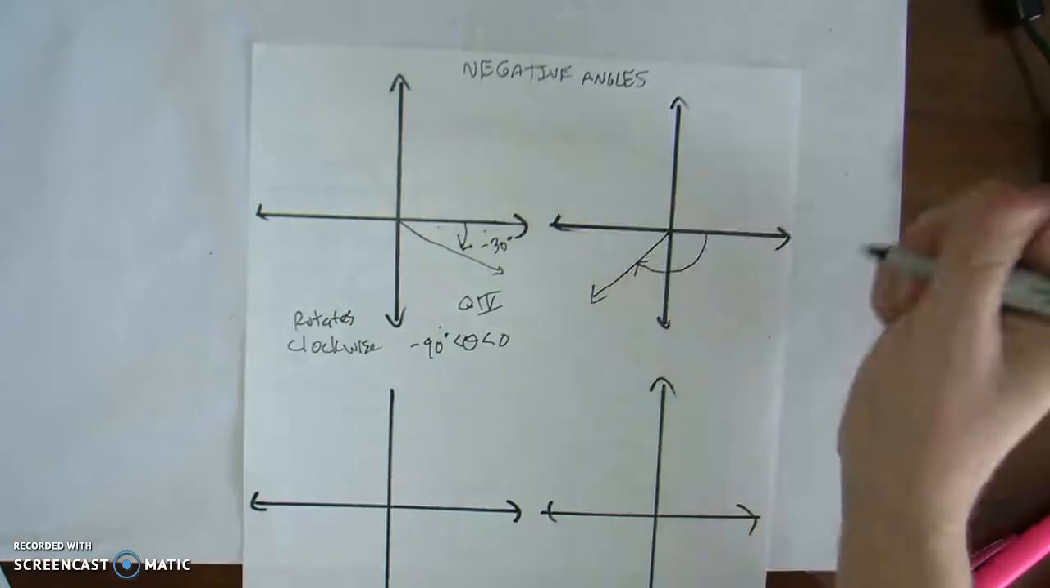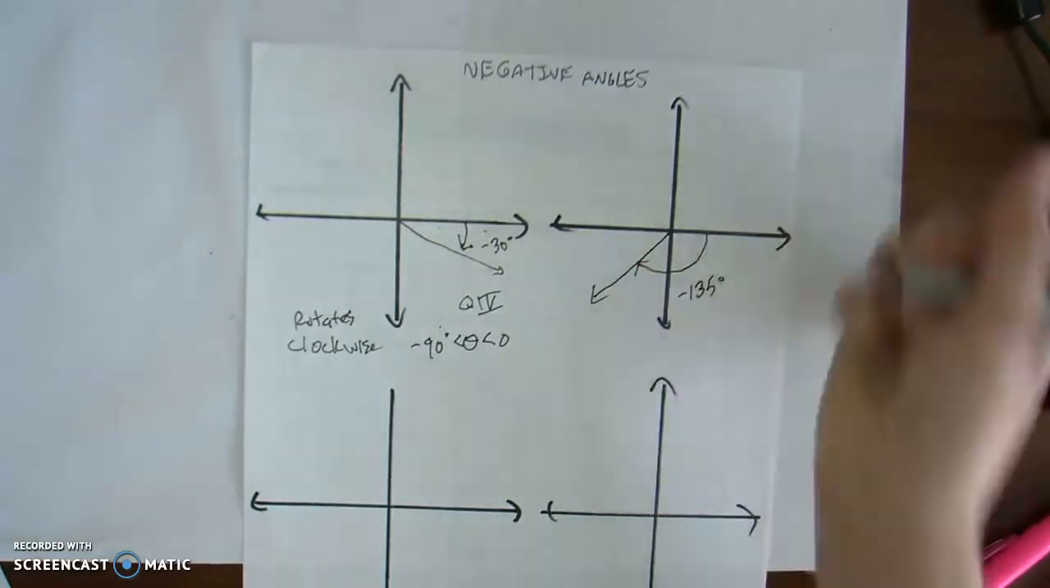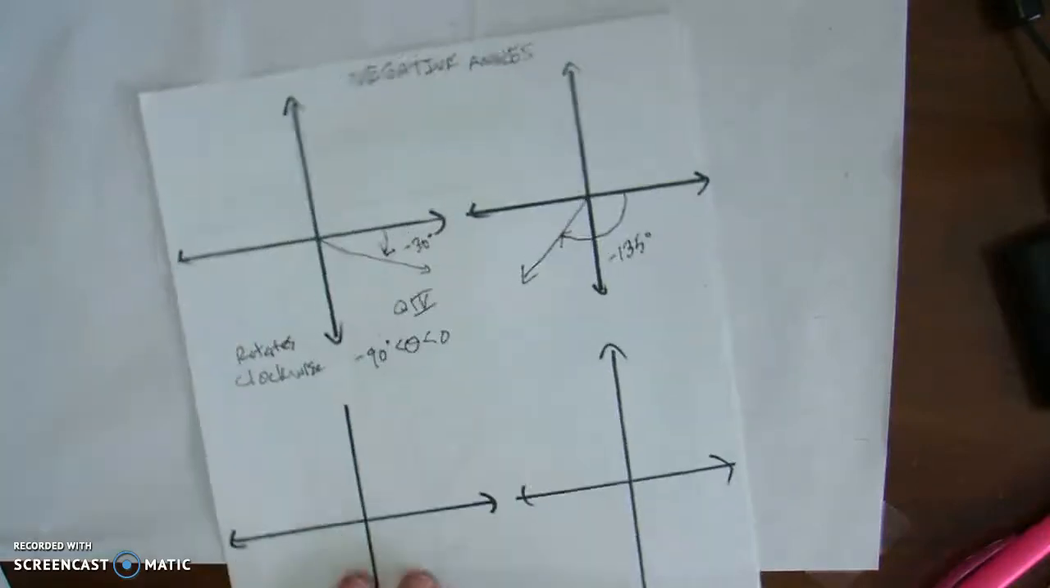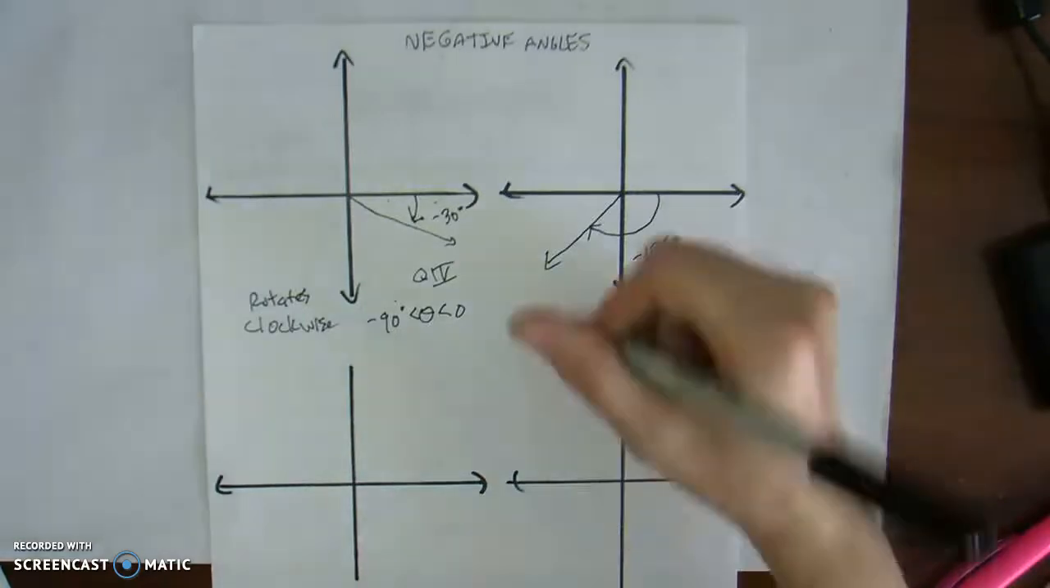Suppose I just go like this. Well, maybe that's something like negative 135 degrees. Now the magnitude of the angle just increased. That is from 30 degrees to 135 degrees. The magnitude increases. We go farther than in our clockwise rotation.